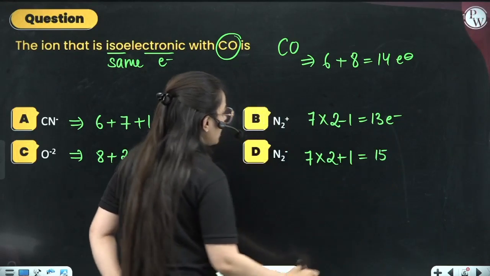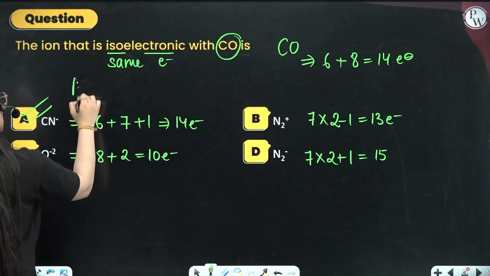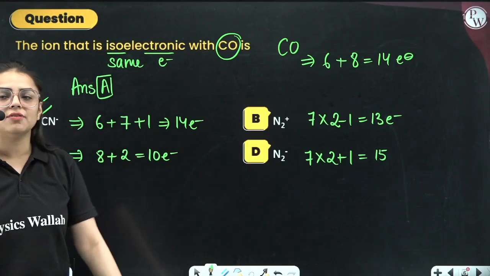Which of the following is isoelectronic, students? 14 electrons, 14 electrons. That means, ma'am, option number A will be our correct answer.